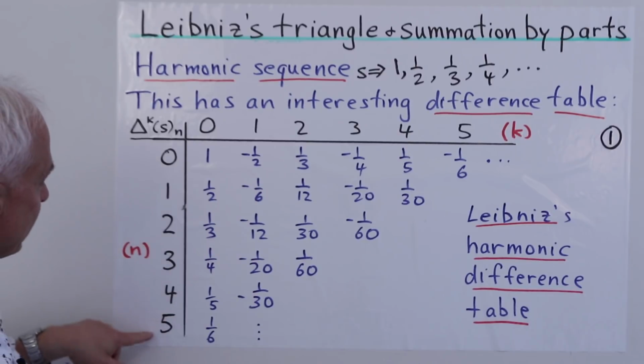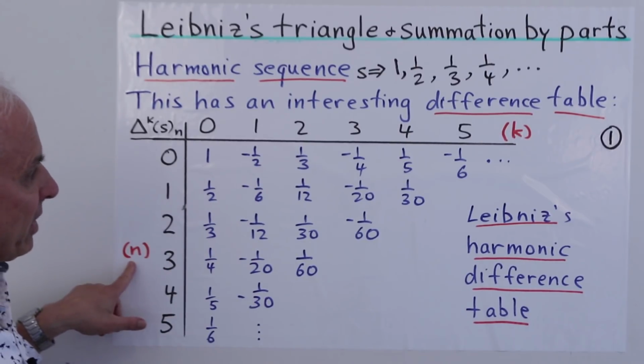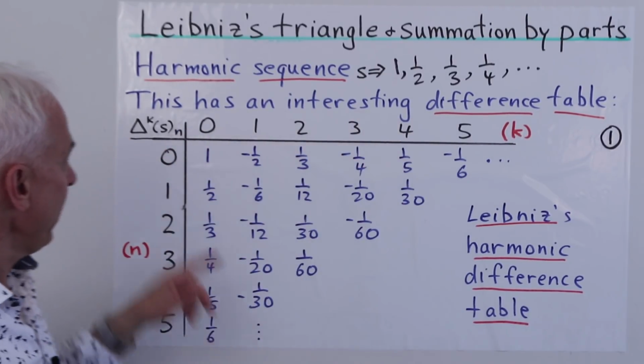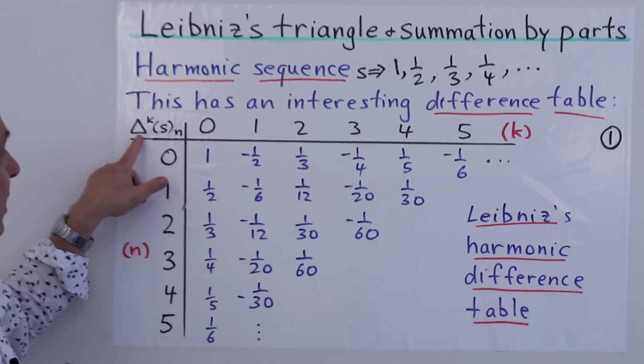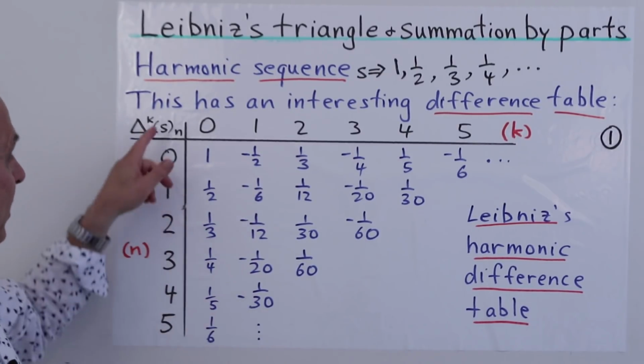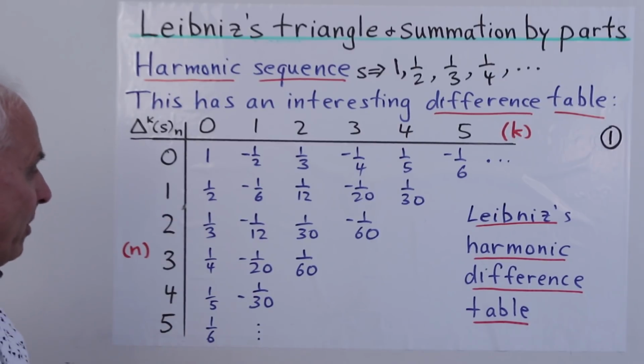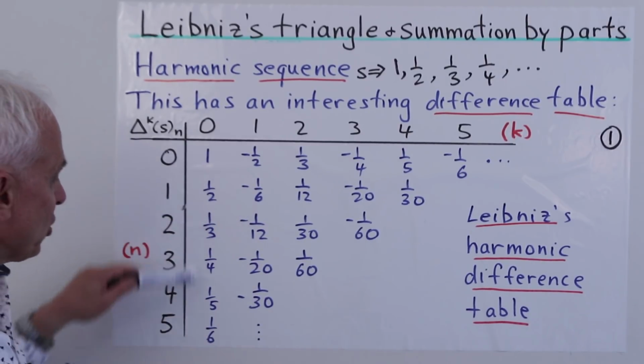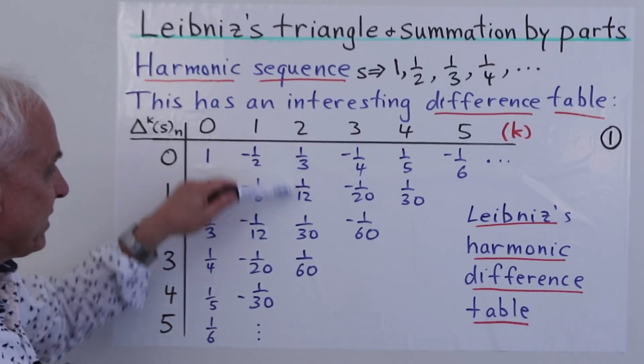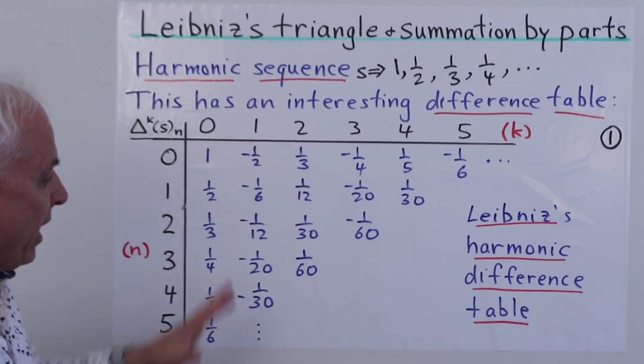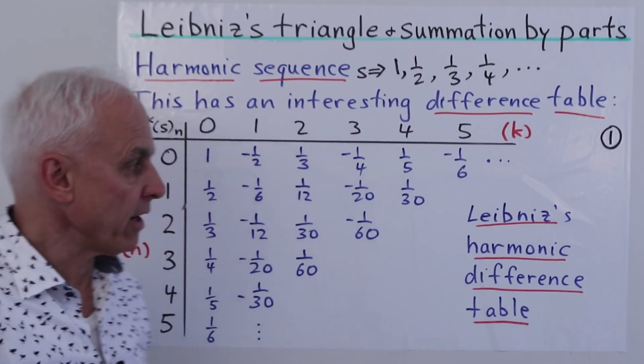So we have indices here, typically n and k over here, and the actual entries are the kth differences and the nth elements in those kth differences. So there's the original sequence, there's the first difference, the second difference, the third difference, and so on. And the table carries on like this.